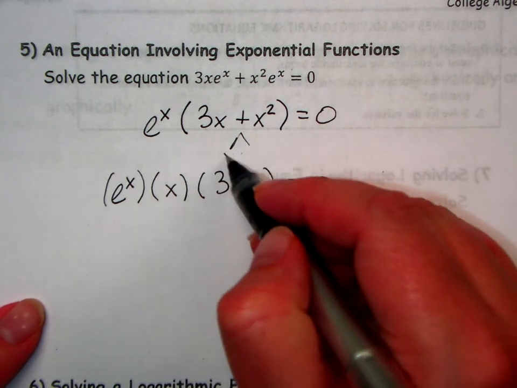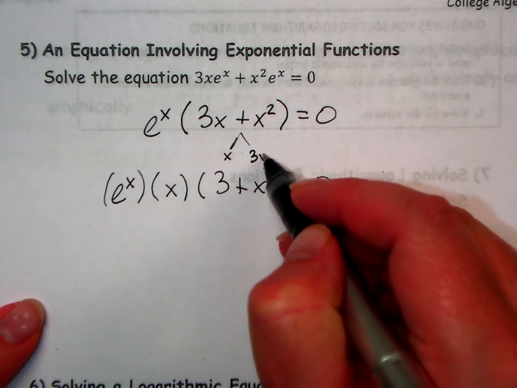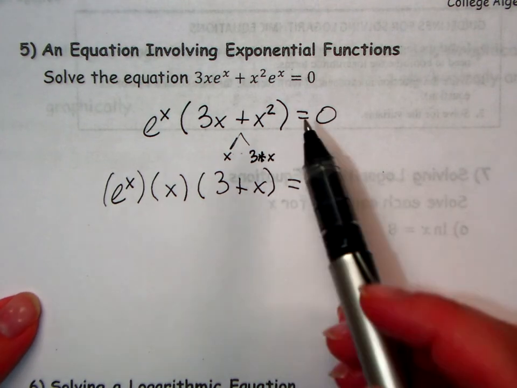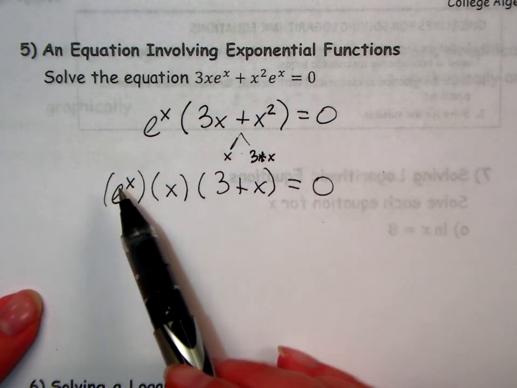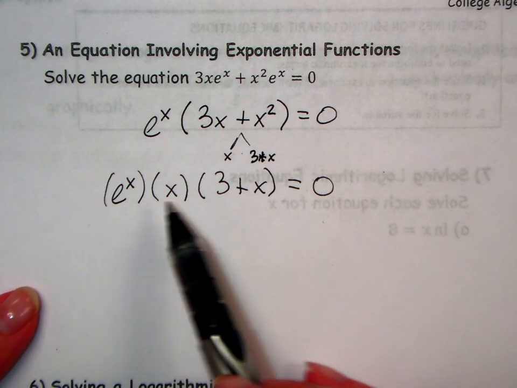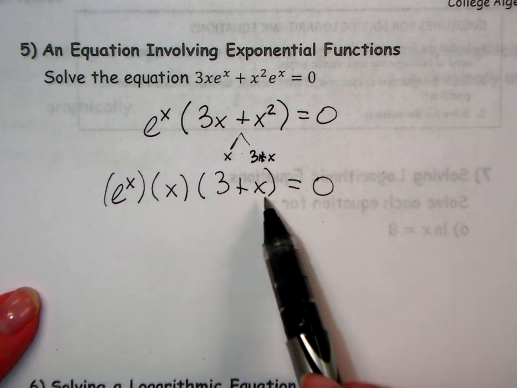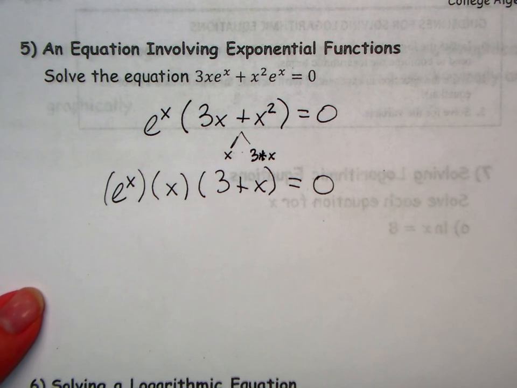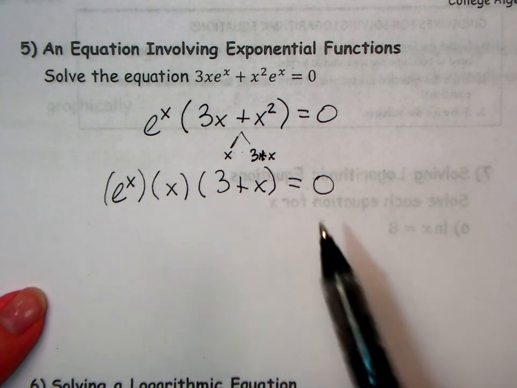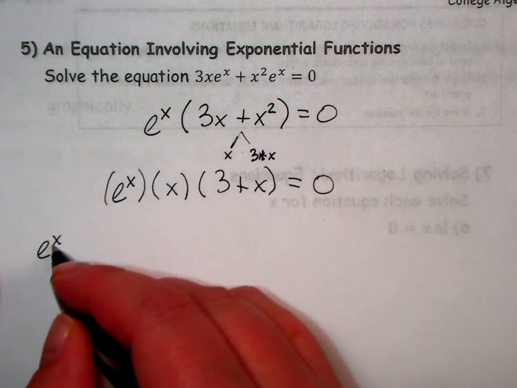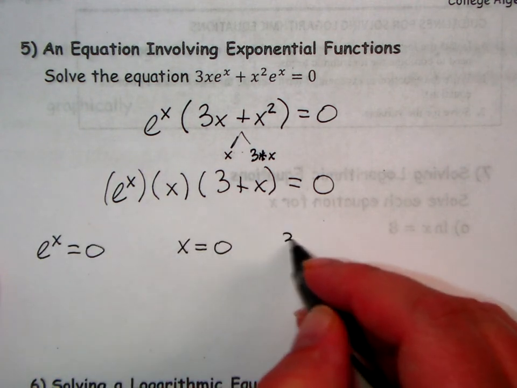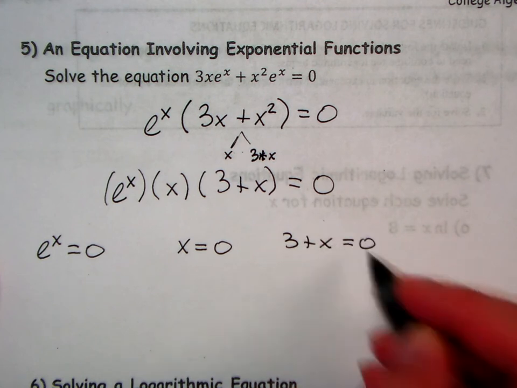All right, so I just kind of factored it into three separate factors. This is x times (3 plus x), if you will. All right, so I have e to the x times x times (3 plus x) equals 0. None of these factors factor any further. So what I would need to do to solve this equation after it's factored is to set each factor equal to 0. So I'm going to get e to the x equals 0, then x equals 0, and then 3 plus x equals 0.